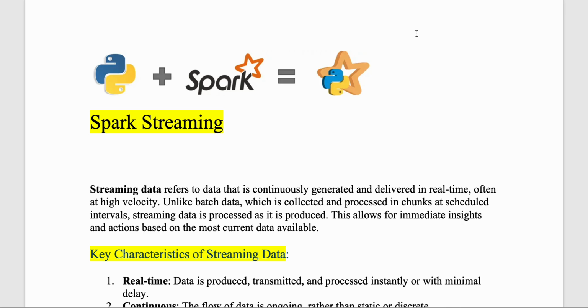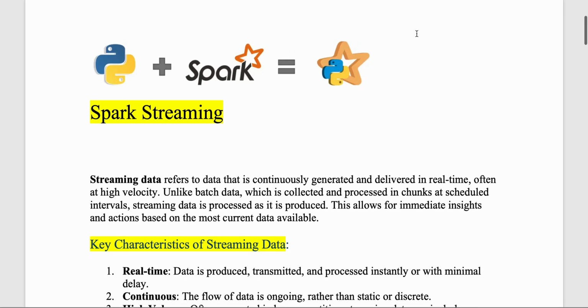Unlike batch data, which is collected and processed in chunks at scheduled intervals, streaming data is processed as it is produced. That is why it is different from batch, because whenever the data is produced, at that time you have to process it. This allows for immediate insights and actions based on the most current data available, like sensor data or live streaming, such as watching a match on Hotstar or any live streaming on YouTube. All of these are examples of streaming data.